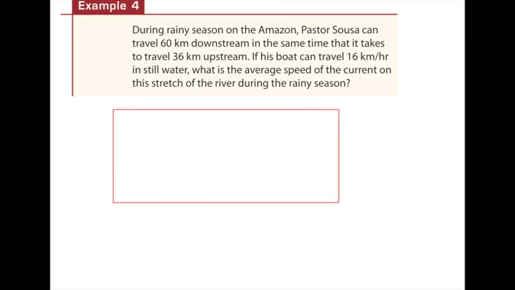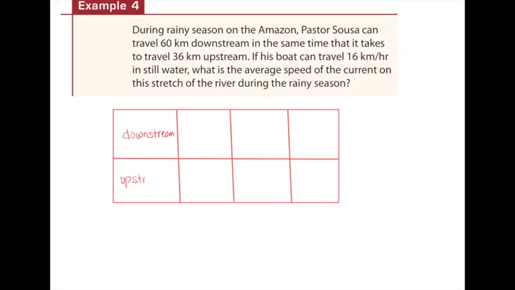And for this type of chart, I am going to have a downstream and an upstream, or if it's an airplane, you're going to have with the wind, against the wind, all right? You still have a rate, a time, and a distance, all right? That's how it works. So if I am going downstream, is my current helping me or hurting me? Is the current helping you or hurting you when you go downstream? It's helping you, right? It's pushing the boat with you. Upstream, you're actually working against it.